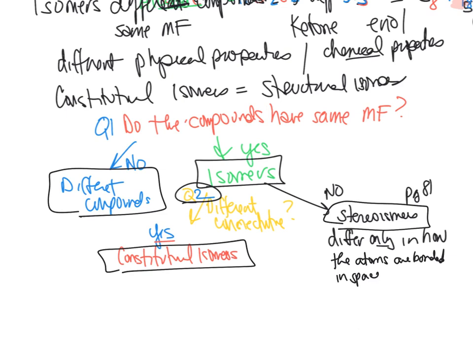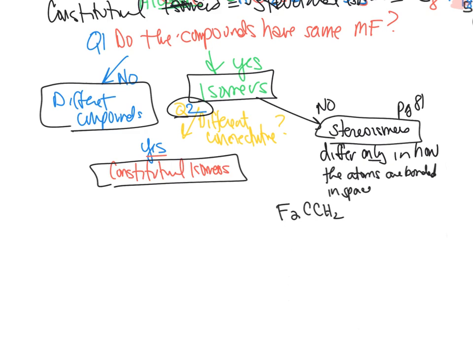And so let's look at this formula, F2CCH2. If I was to do this, I would draw our condensed formula. The carbon has two fluorines on it. You could draw it like this. And then this carbon is connected to this carbon, and it likes four bonds, so we're going to make a double bond there and this here.